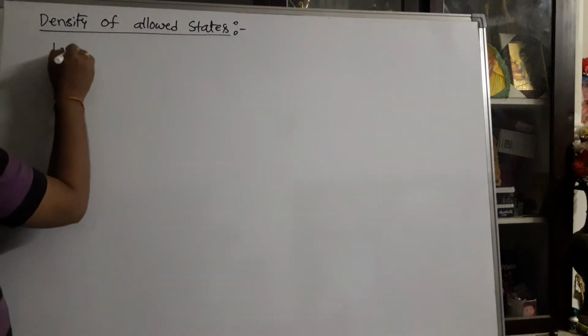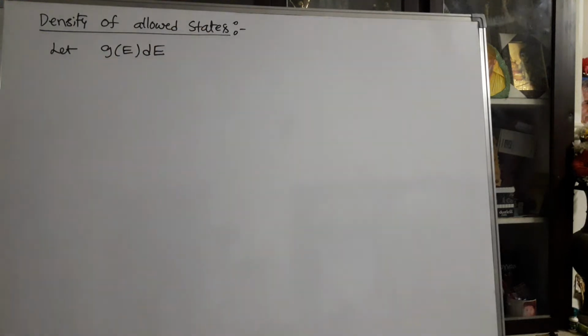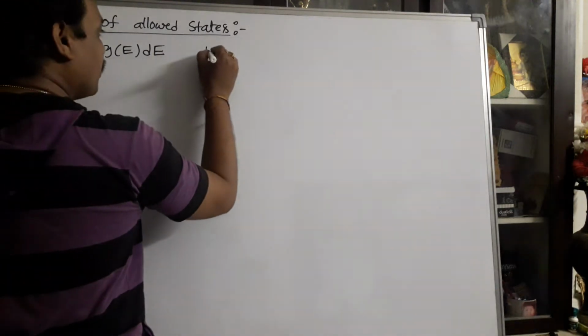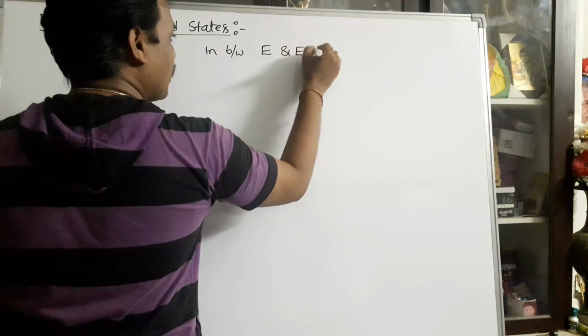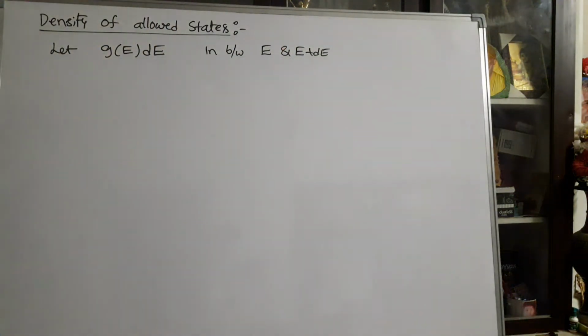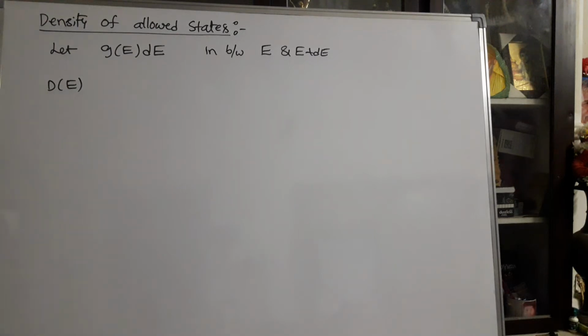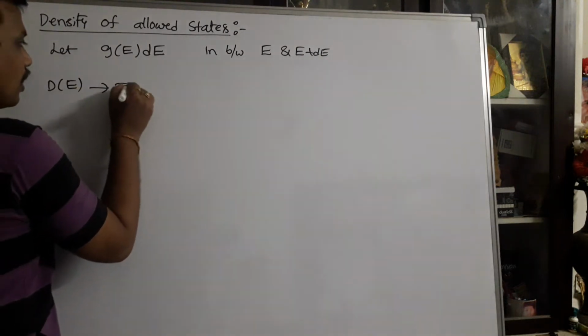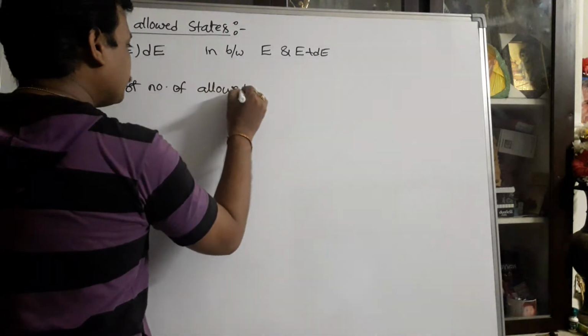Let us consider G(E) dE to be the density of allowed states between E and E plus dE. You can consider D(E) as the total number of states. D(E) is nothing but the total number of allowed states.